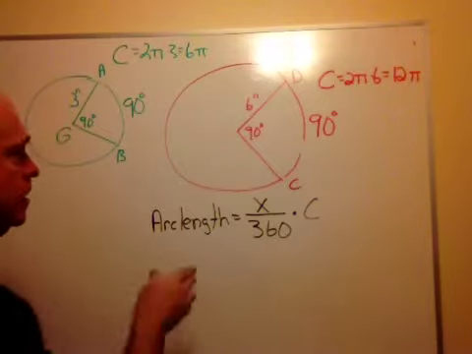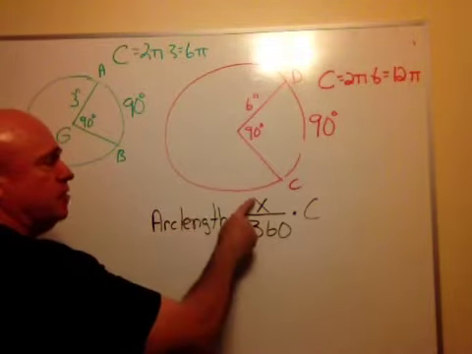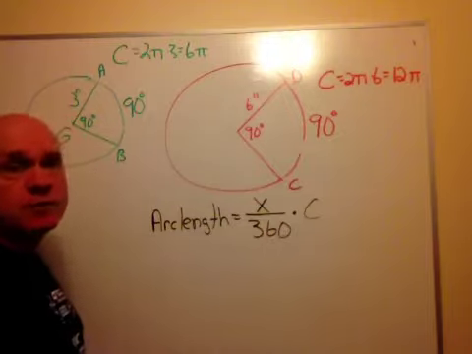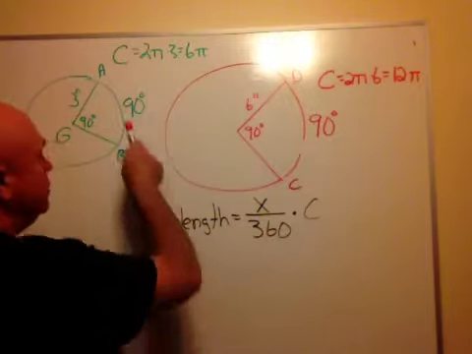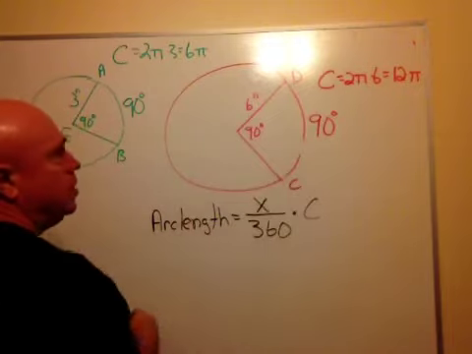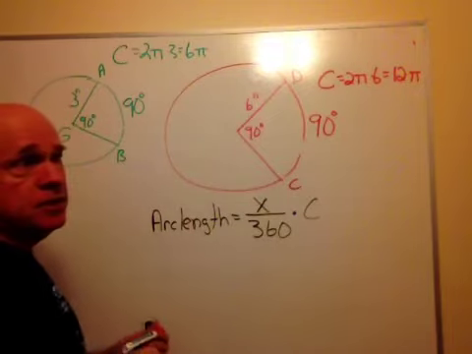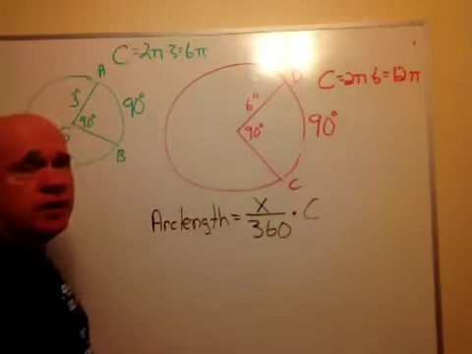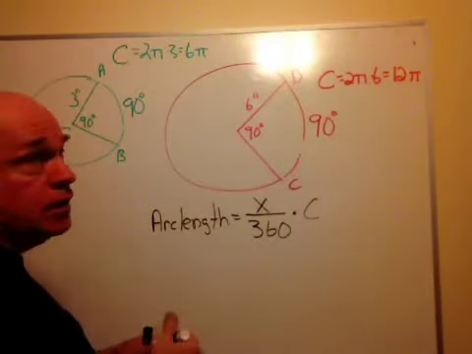The formula for the length of an arc is the number of degrees it has over 360 times the circumference of the circle. In these cases, since we're dealing with 90-degree arcs, 90 over 360 is a fourth. The length of the arc will be a fourth of the total distance around the circle. Let's compute out the two arc lengths here.